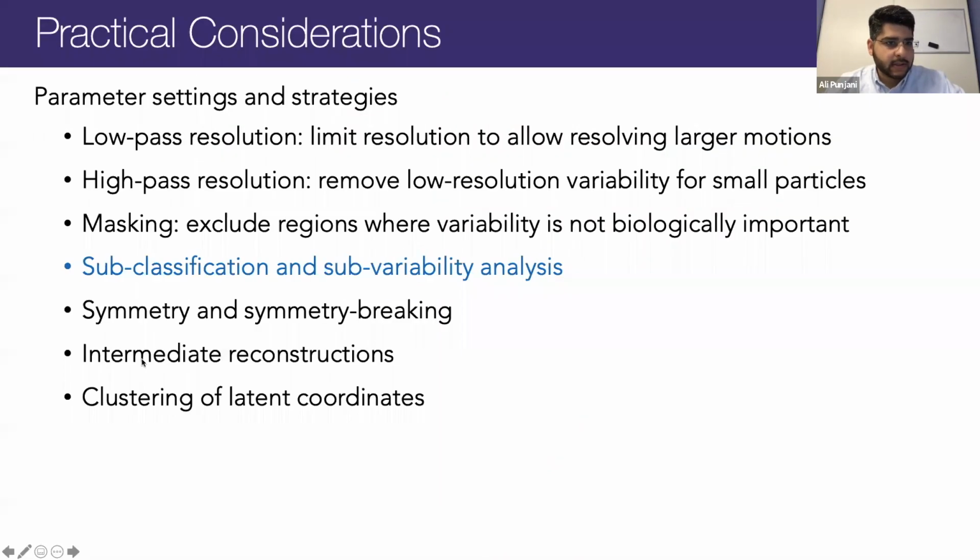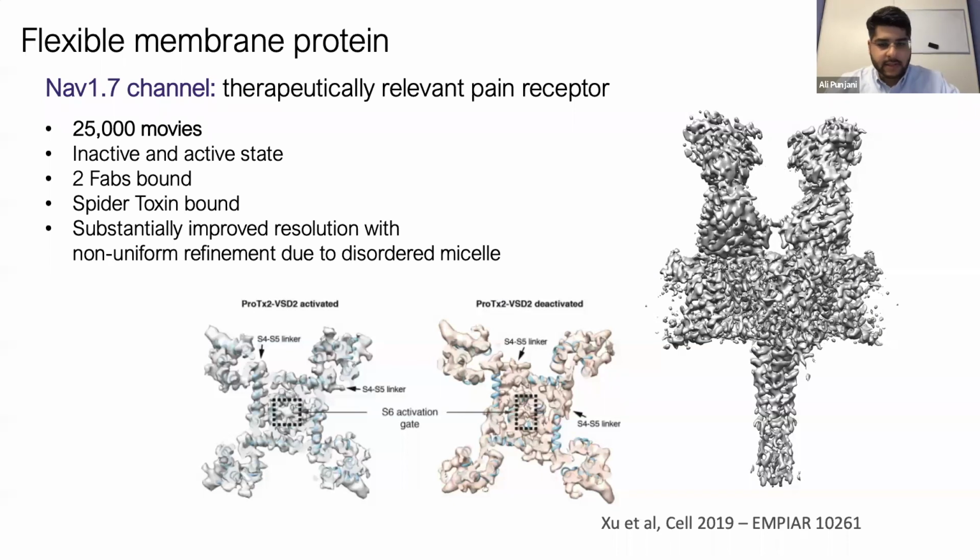The next practical consideration and set of results we're going to talk about is strategy around subclassification and doing variability analysis when there are multiple different levels of heterogeneity present in a data set. The data set we're going to look at is a flexible membrane protein, an interesting protein that's therapeutically relevant, NaV1.7 channel, which is a pain receptor.